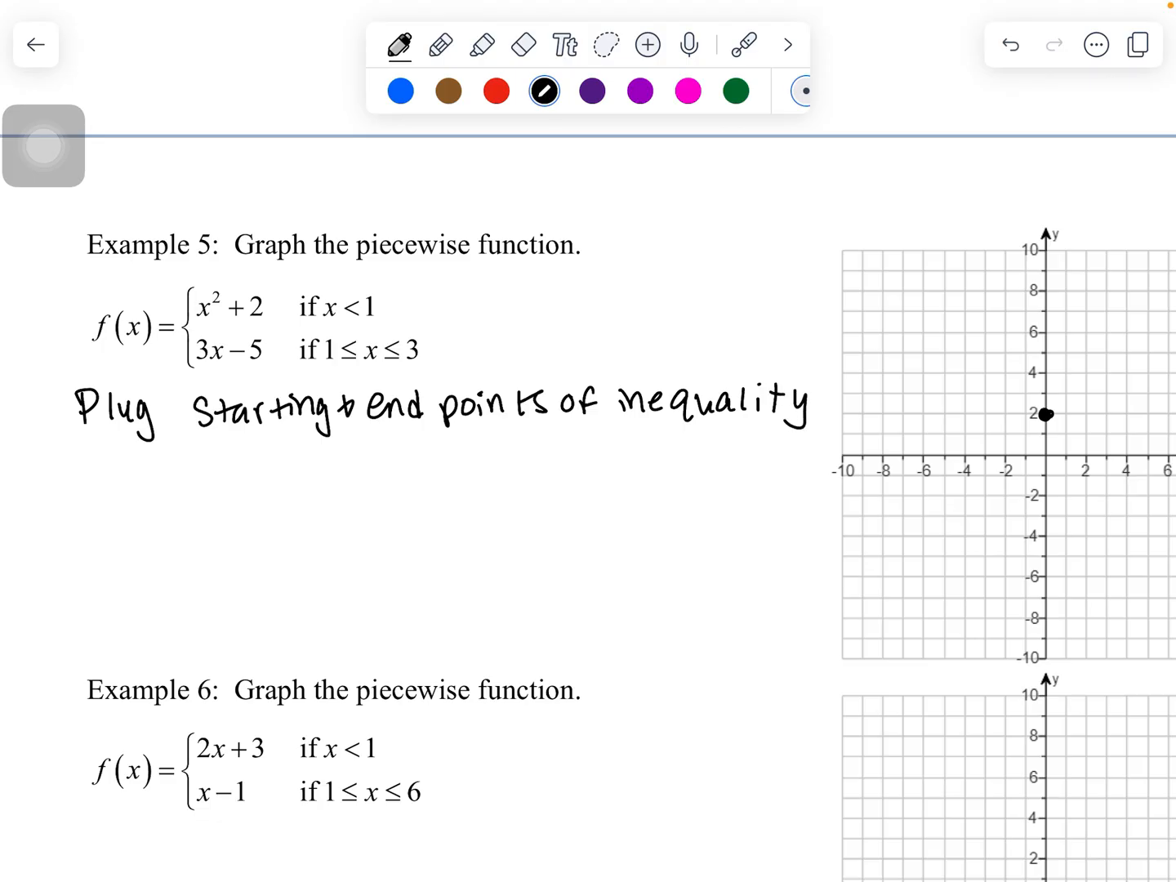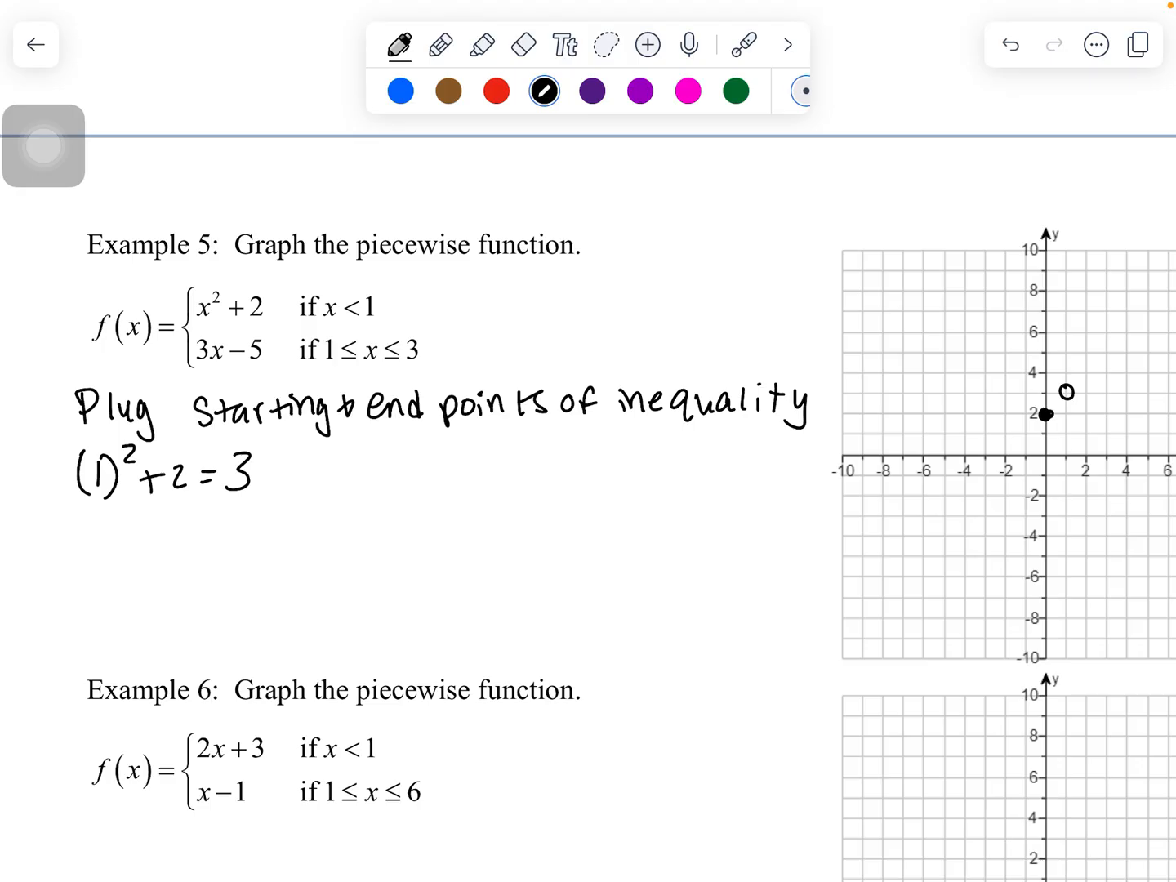Okay, that will help me accurately graph where each piece occurs. I just have to remember which one has the open and the closed circles. So when I plug 1 into that top equation, I get 1 squared plus 2, so then I get 3. So my open circle in this case will happen at (1, 3). So there's my open circle of my first piece.